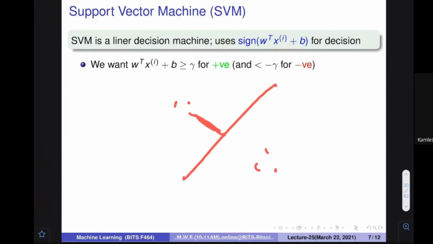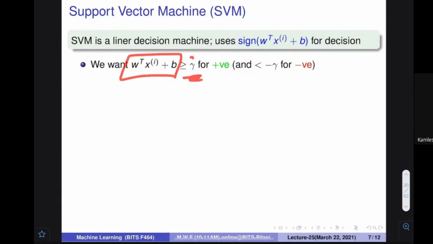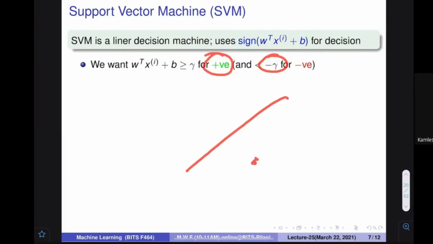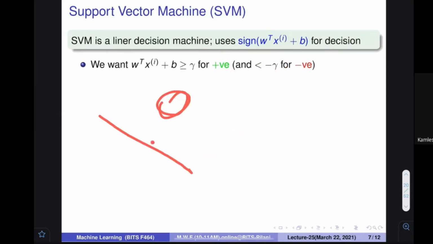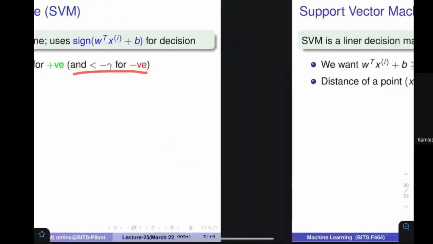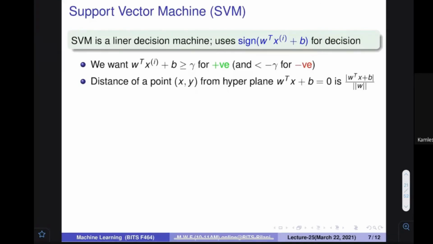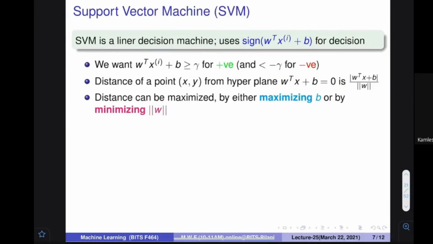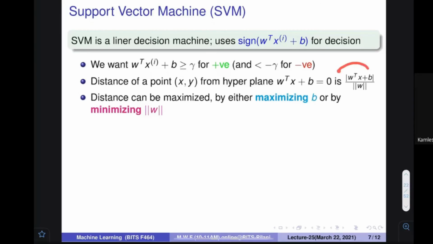So what is the margin? I don't know. Based on the margin, this quantity should be greater than some gamma for all the positive data points. And for the negative points, it should be below, minus gamma. Positive points are above this particular line by gamma, and negative points would be below it by minus gamma. Why? Because you know that this plane would be in between. For a given point, if you want to find the distance, it is going to be this particular formula. So how can you maximize the distance?